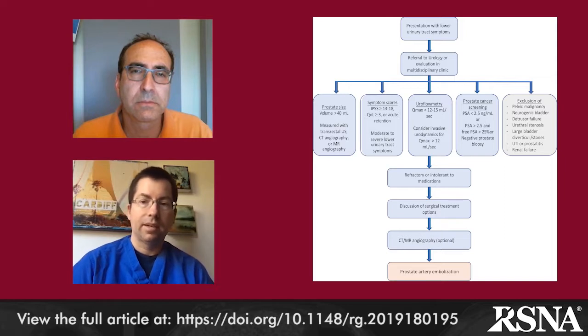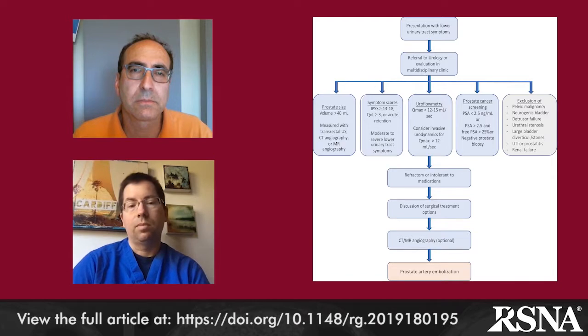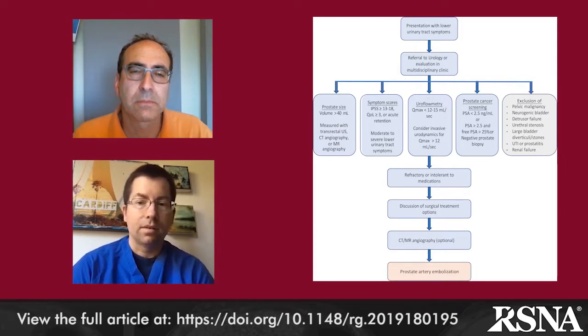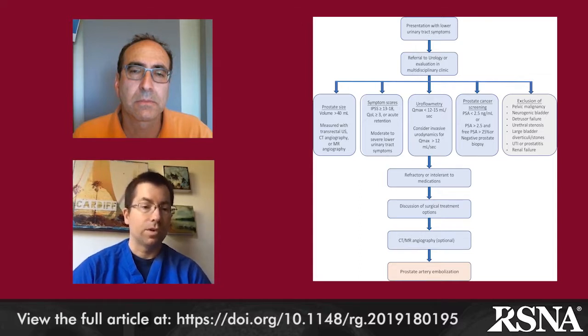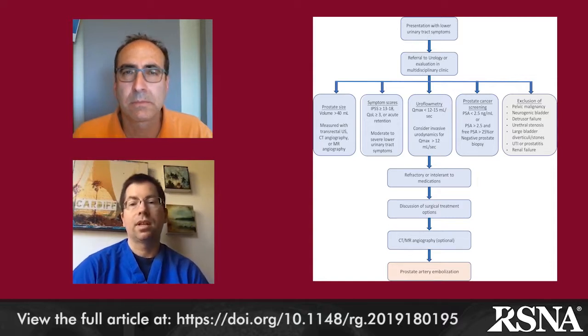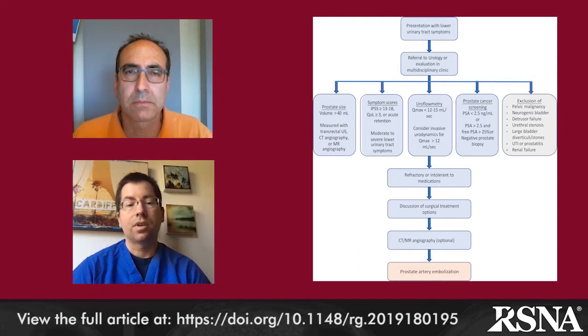It's generally agreed that prostate size should be greater than 40 milliliters, and patients should have moderate to severe lower urinary tract symptoms. The initial trials were performed with an IPSS greater than or equal to 18, with a quality of life score greater than or equal to 3, but now many operators are treating those with lower scores. So an IPSS greater than or equal to 13 or sometimes even less is acceptable if there's a strong suspicion that the bladder outlet obstruction is caused by an enlarged prostate.